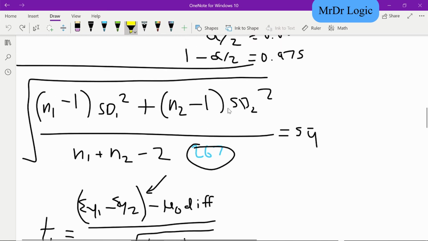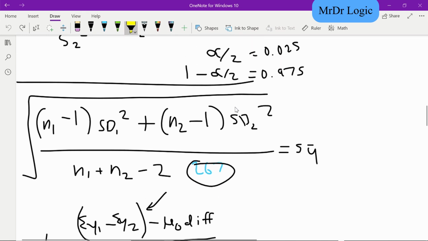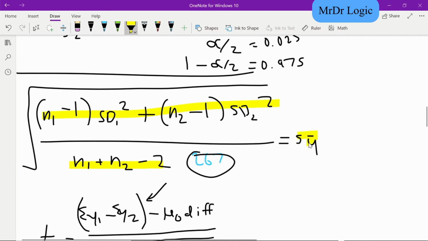And lastly, for calculating pooled standard deviation, this is the equation you're going to use. Ignore the blue, as that's a side question. And this is the symbol they use. They use this symbol, but I like using this symbol better, but it doesn't matter.